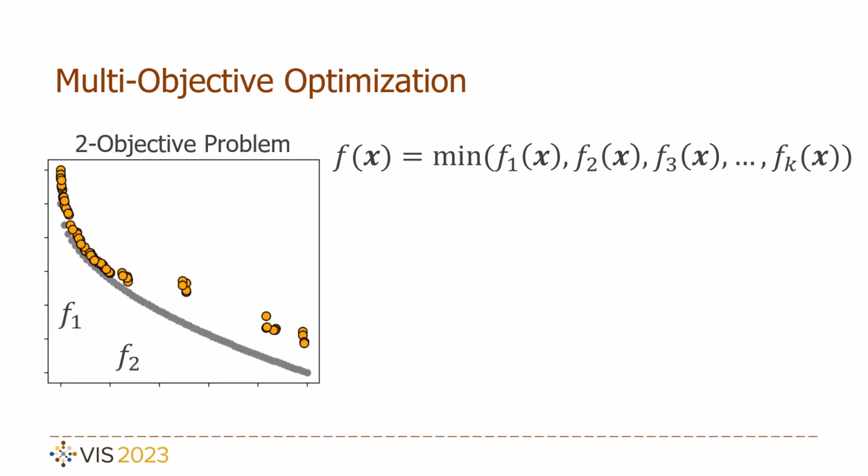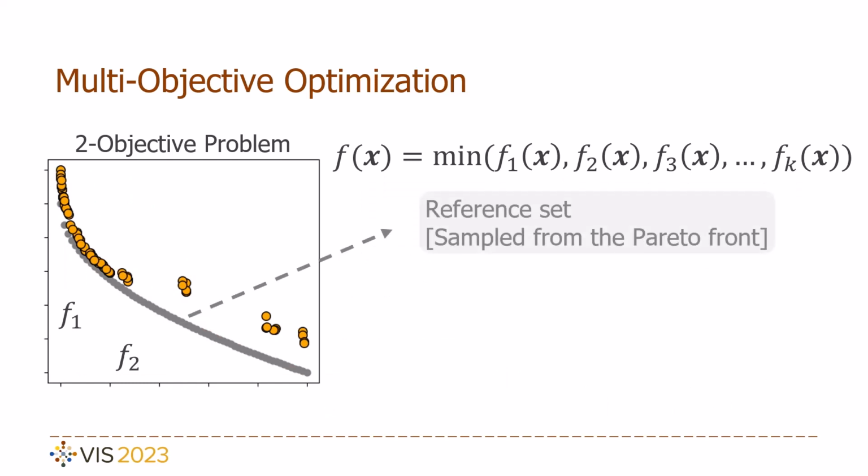In a more general case, gray points here represent the reference sets sampled from the Pareto front. The aim of multi-objective optimization is to find a set of solutions that is as close as possible to the Pareto front in the objective space.